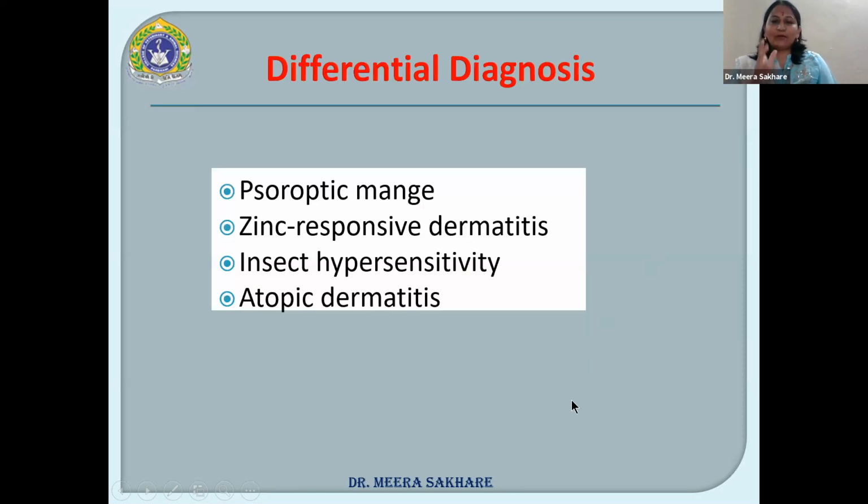So whenever sarcoptic mange is observed, there are some diseases which we can differentiate from sarcoptic mange.